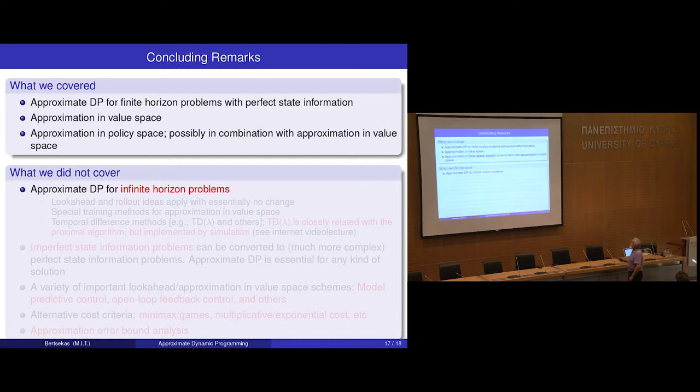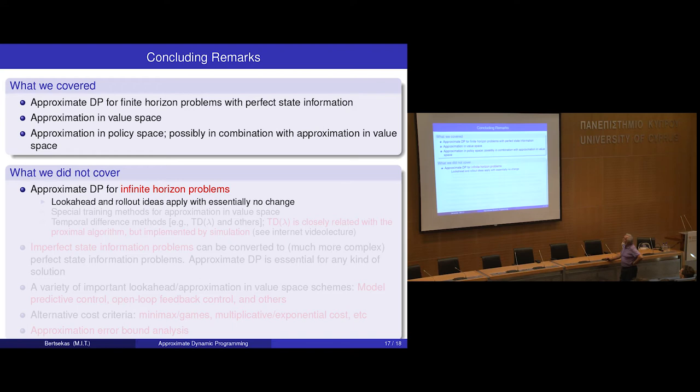There's a rich theory of approximate dynamic programming for infinite horizon problems. In fact, most of the theory is for infinite horizon problems. But we have not gone into that. The ideas and rollout apply to infinite horizon problems as well. It's just that rollout cannot go to the end of the horizon because the horizon is infinite. So you have to use a limited horizon with cost approximation at the end.